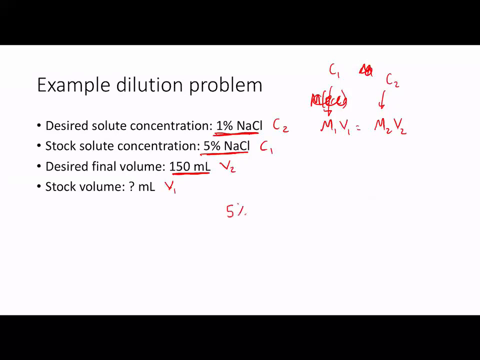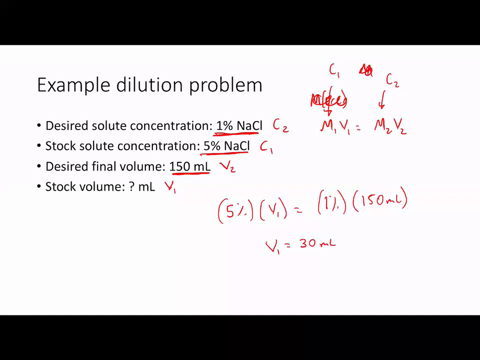I set this up like this, 5% times V1 equals 1% times V2, which is 150 milliliters. I take 150 times 1. You don't need to do anything with the percentages here, like adjust them to a decimal. You just leave them as percentages. 150 times 1, and then divide that by 5. And that gives me V1, which is 30 milliliters.